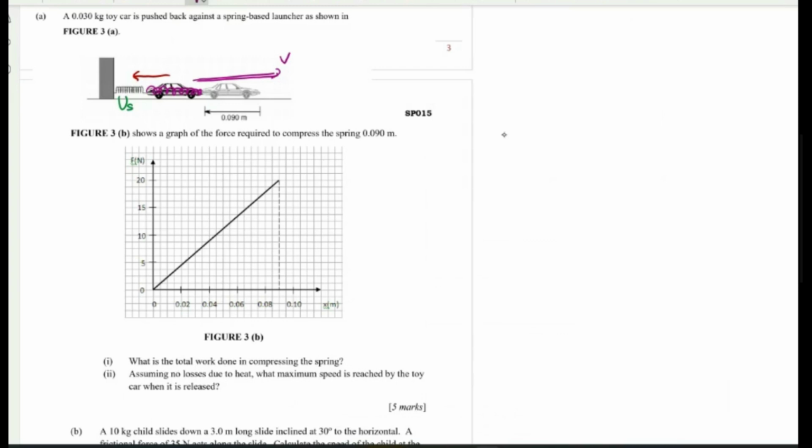Okay, menarik soalan ni. So dia akan ada kinetic energy. Kalau tadi dia ada elastic potential energy before we release the car, so after we release the spring and the car is moving to the right, dia akan ada kinetic energy. Okay, so this is the graph of the force required to compress the spring. If you want to compress the spring for 0.02 meter, the force required is 5 Newton. Ini grafnya lah. So bila kita ada graph force against X, which is the compression of the spring.